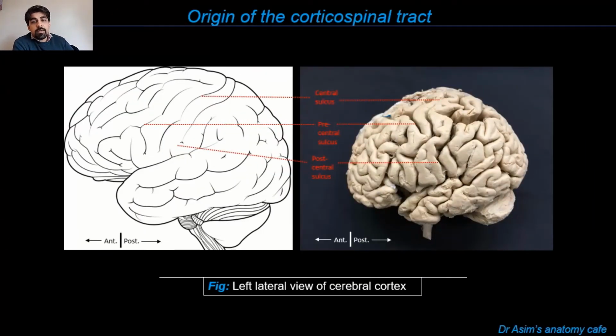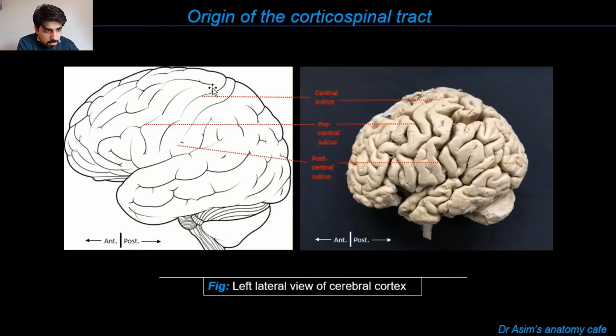The corticospinal tract originates from the cerebral cortex, and in order to understand the origin of the corticospinal tract, let's first have a look at this illustration and try to orientate this image of the prosection of the cerebral cortex. So what you're looking at over here is basically the left lateral view of the cerebral cortex. You can see the frontal end of the brain over here, that being the frontal lobe. This is the posterior or the occipital lobe. You can see the lateral sulcus over here, which is separating the frontal and the parietal lobes at the top from the temporal lobe down below.